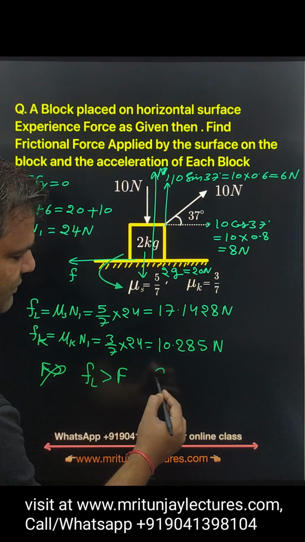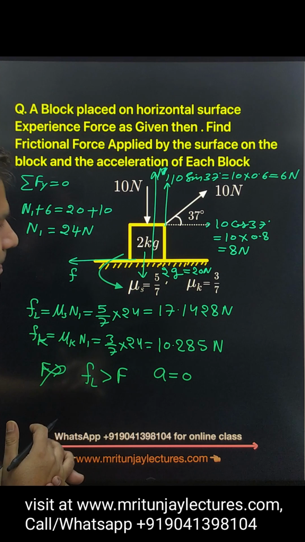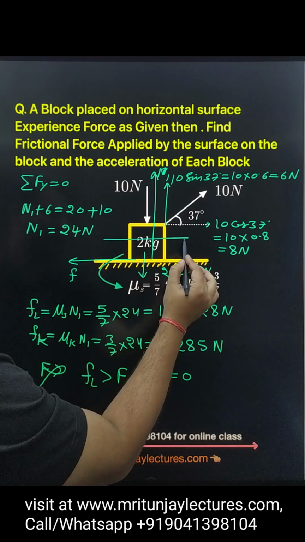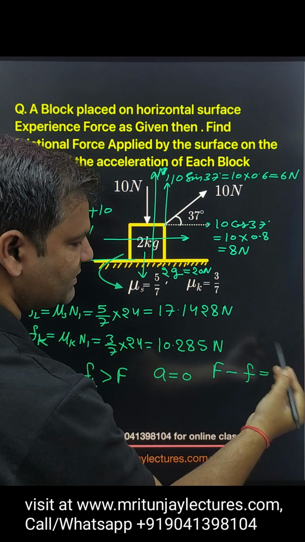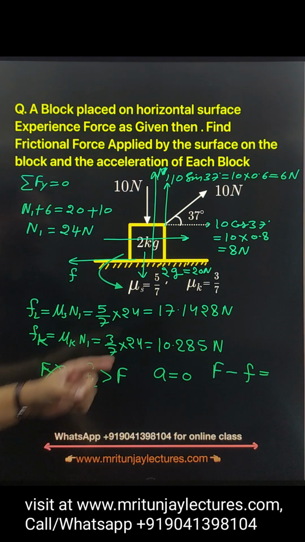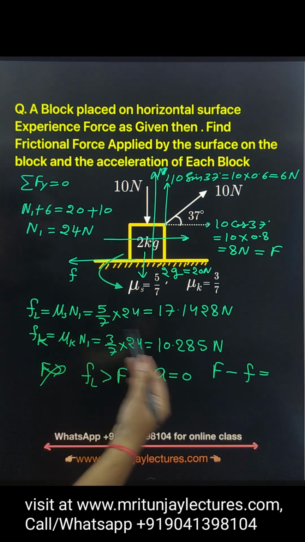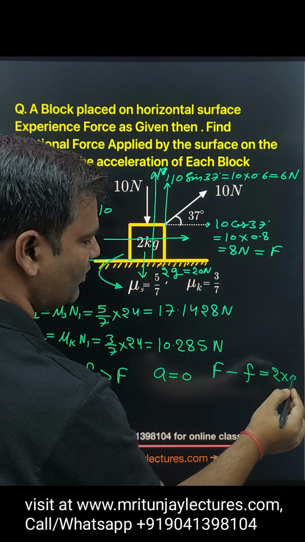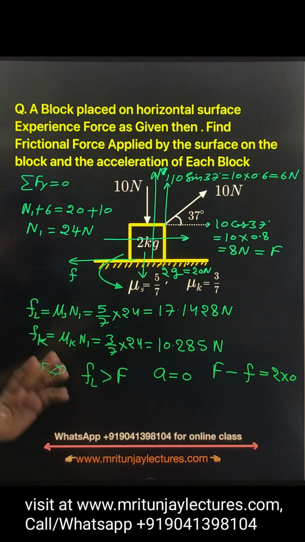So the acceleration of the block is 0. I hope that is clear. But what about the frictional force at that time? Now look here. According to Newton's second law, F minus f equals mass into acceleration, where F is the applied force. The mass is 2 and the acceleration is 0, because FL is greater than the driving force F, so the block is not moving.